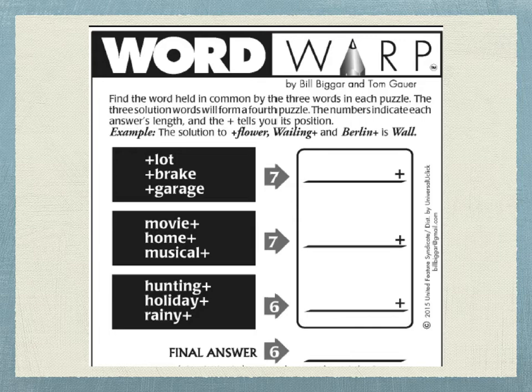Parking garage. And the second piece there, maybe you're jumping ahead of me: movie, home, musical. Well, that is theater. Some of you might be into musical theater. You might have jumped into that one right away. That's what links those three words. And the final one, hunting, holiday, rainy, the linking word there is season. So this is an example of how you can see patterns emerging from setting up a group of things together and seeing that there's a pattern or a relationship between them.